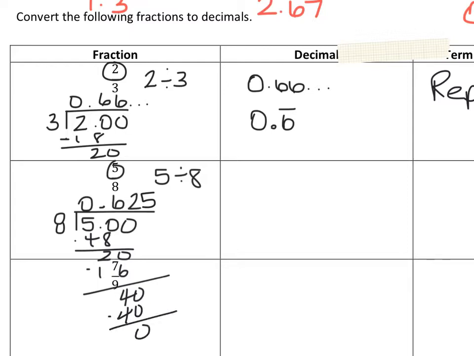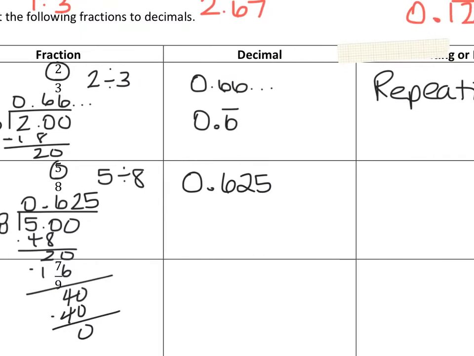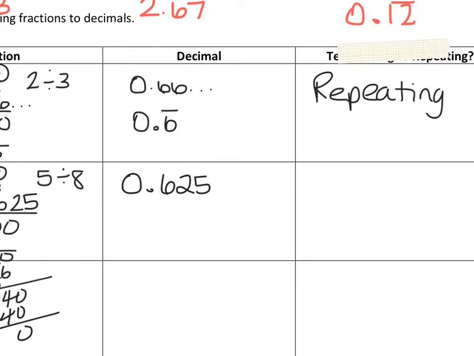And we are done. So as a decimal, 5/8 is equal to 0.625. We didn't have to continue to divide and continue to divide, so that means that this fraction is a terminating decimal. The numbers stop. There's only 3 digits in the number, and it's 625, so this is a terminating decimal.